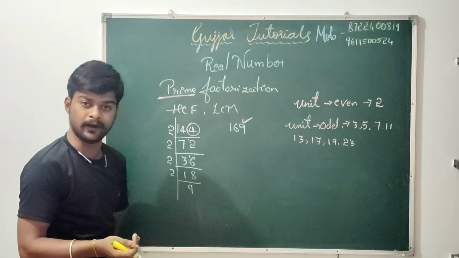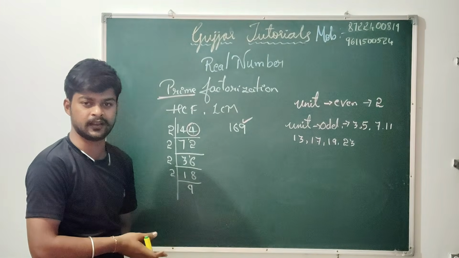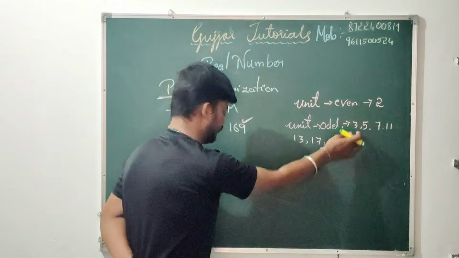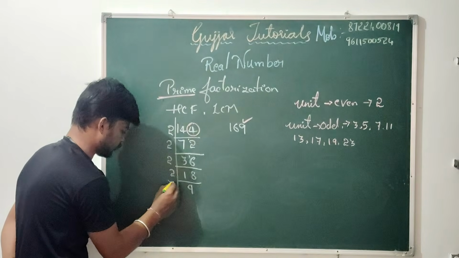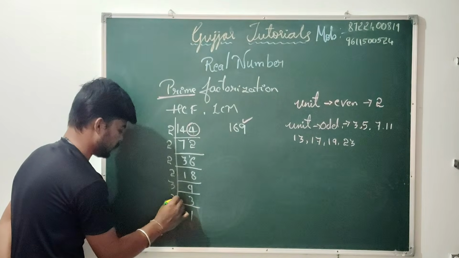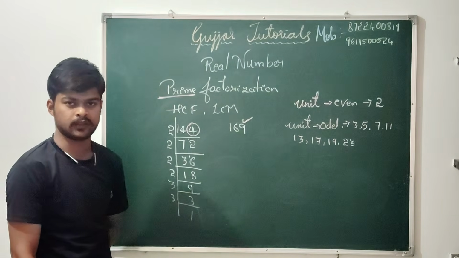Sir, now only one digit is there, and that too is the unit digit. It is an odd number. If it is an odd number, we need to check with 3. In the 3 table, 9 will exist. So 3 3s are 9. Again 3 1s are 3. This is about the prime factorization method.